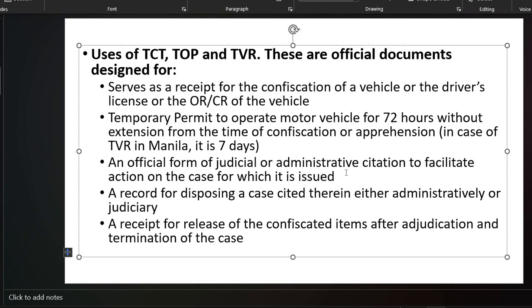An official form of judicial or administrative citation to facilitate action on the case for which it is issued. A record for disposing a case cited therein either administratively or judicially. So, yung mga tao na lumalabag porket walang nakikitang law enforcer. So, take note, meron tayong tinatawag na detection or apprehension. A receipt for release for the confiscated items after the adjudication and termination of the case.